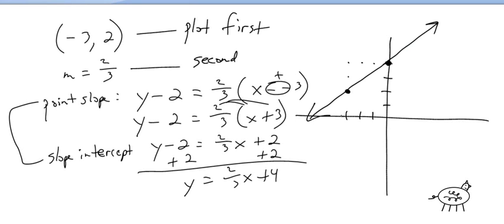Okay? Now, I'm going to do this in red just to show you it's the exact same point. This guy right here. What are you going to plot first? You're going to plot the 4. So 1, 2, 3, 4. Oh, it happens to be the same point. And then what do you do? You go up 2 and over 3.